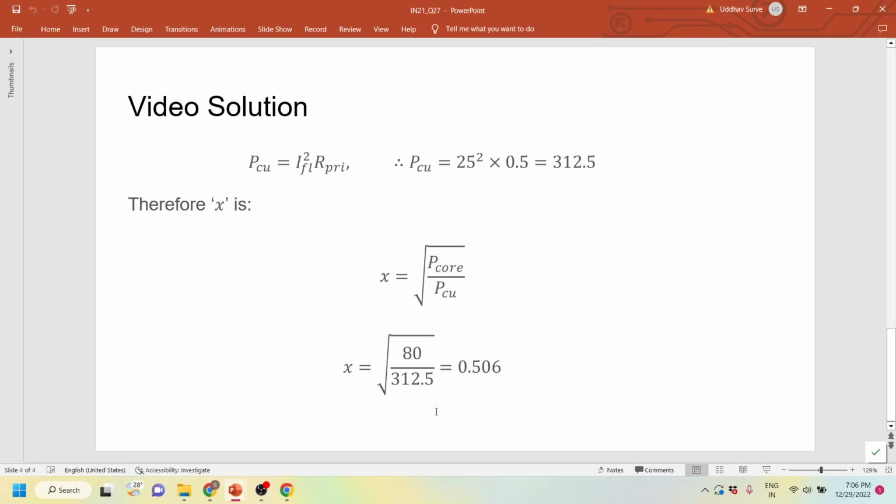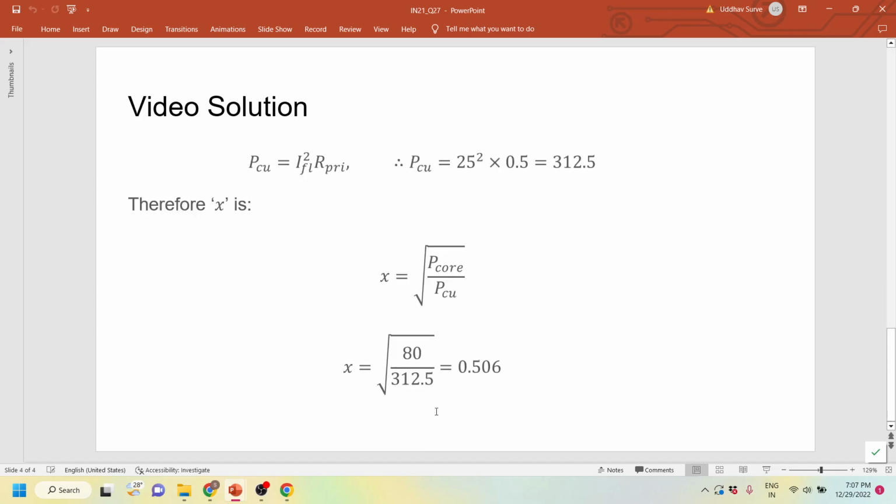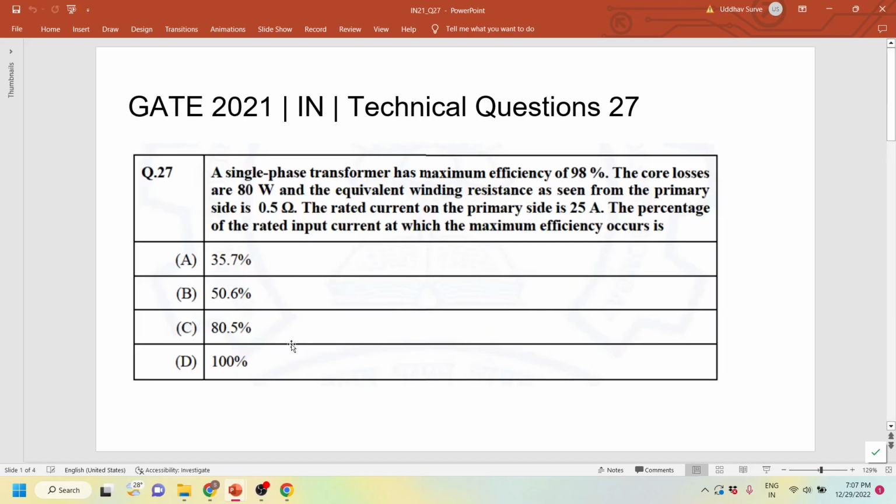that is 312.5 watts. Therefore, as seen from the previous derivation, the condition for maximum efficiency gives x as under root P core upon PCU, that is under root 80 upon 312.5, that is 0.506, the ratio x. If we convert this x into percentage, that is 50.6 percent of the rated current or the rated power that is needed to achieve the maximum efficiency. Therefore 50.6, option B, is the answer to this question.